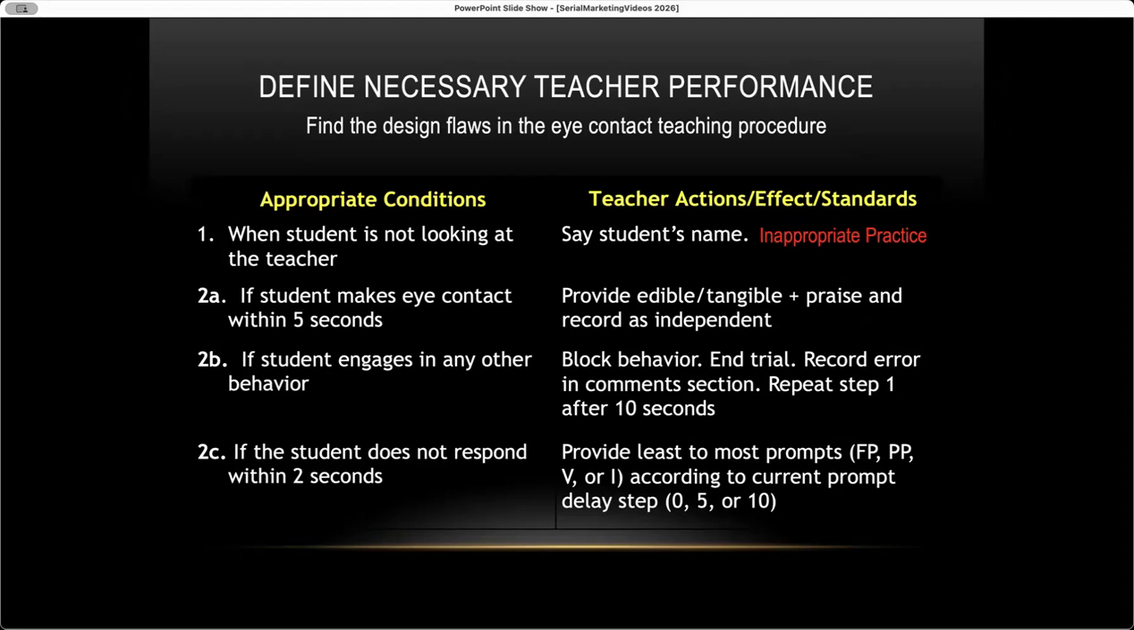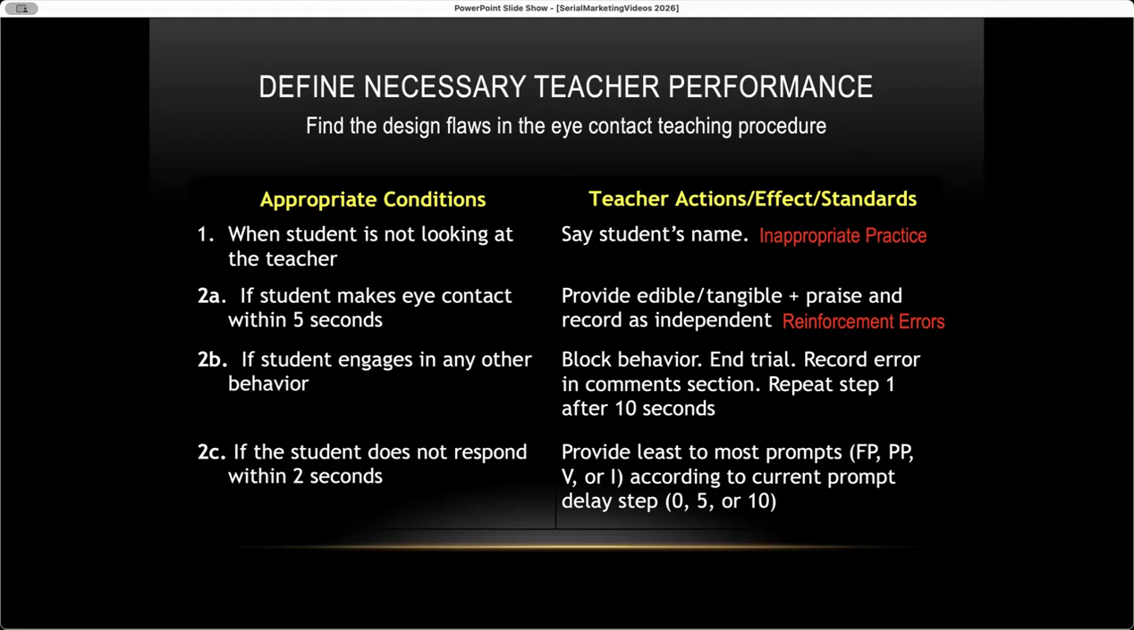How about number 2A? If the student makes eye contact within 5 seconds, provide an edible, tangible, plus praise and report as independent. What could be wrong with that? I think those are reinforcement errors because there's no evidence. There was no procedure that would establish and test whether or not those consequences were functioning as reinforcers. There was no regular preference assessment. There was no procedure for establishing praise as a conditioned reinforcer. Nothing.